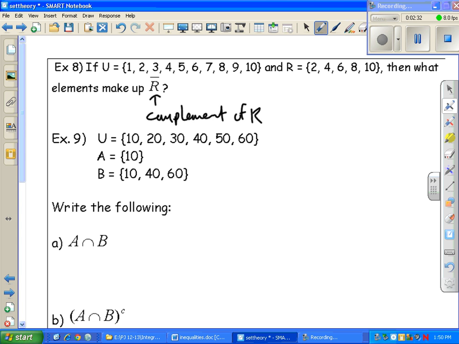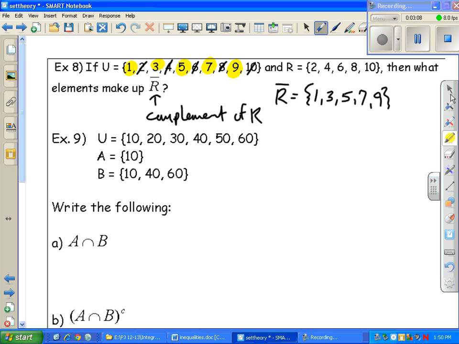So as I look at my universal set, I'm going to take out any element that I see is already in set R: 2, 4, 6, 8, and 10. Anything that remains would be the complement: 1, 3, 5, 7, and 9. So the answer is very similar to the last problem. You would write R with that bar over it to represent the complement of R, 1, 3, 5, 7, and 9. That would be the answer to example 8.